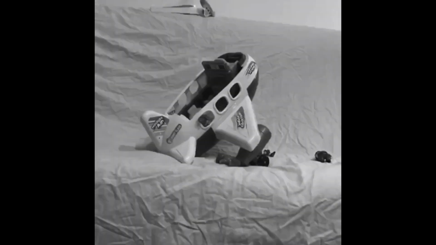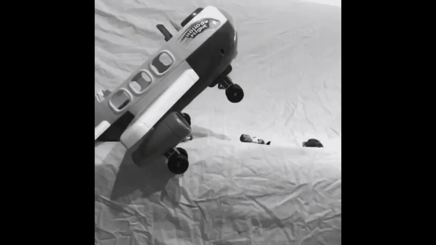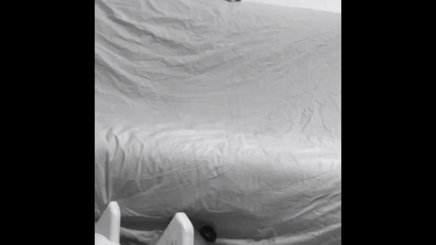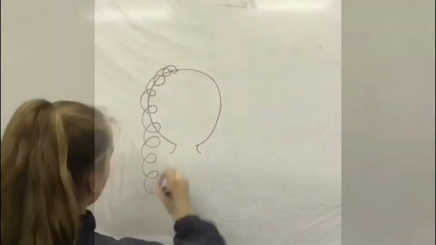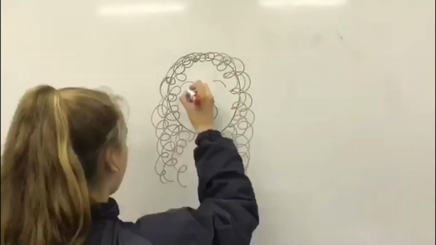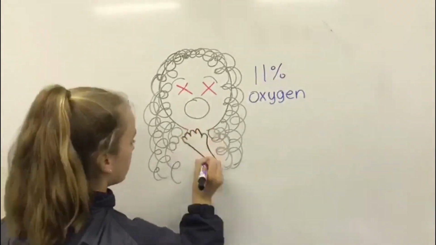Normally the atmosphere is 21% oxygen, which is perfect for us. In high altitudes where the air is thinner, the small quantity of air means a smaller quantity of oxygen. We would die of hypoxia.